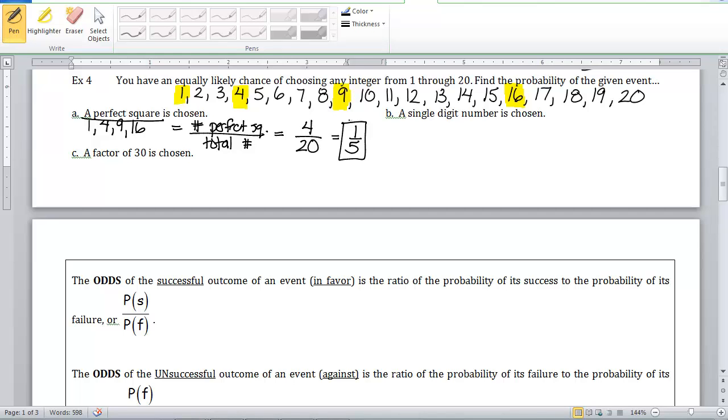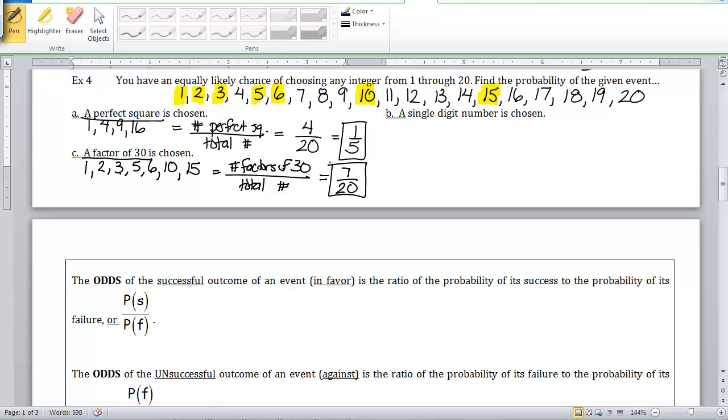Now in part C, it's asking for a factor of 30. So we need to identify what our factors of 30 are. Remember, a factor means that that number divides evenly into 30 in this case. So 1 divides evenly in 2, 3, 5, 6, 10, and 15. Those are the only values 1 through 20 that would divide evenly into 30. Since there are 7 factors of 30 from 1 through 20, 7 over our total of 20 would be the probability that one of those factors is chosen.